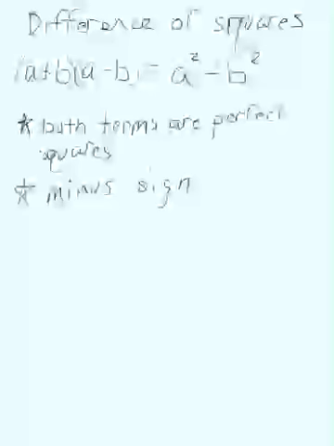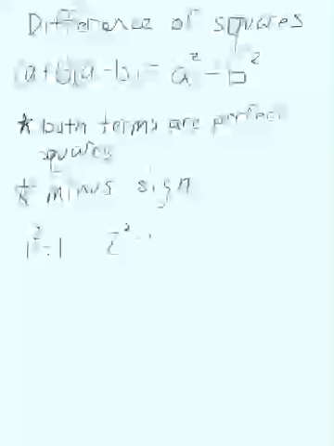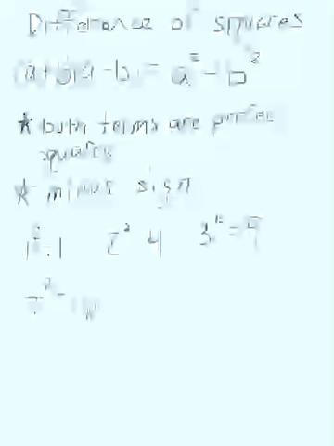I use that word perfect square. Perfect squares are 1, 4, 9. So perfect squares are like 1 squared is 1, 2 squared is 4. What's 3 squared? 9. What's 4 squared? 16, and so on. If you don't know your squares off the top of your head, learn them. For example, what's 7 squared? 49. What's 9 squared? 81. You should be able to say them that quick.